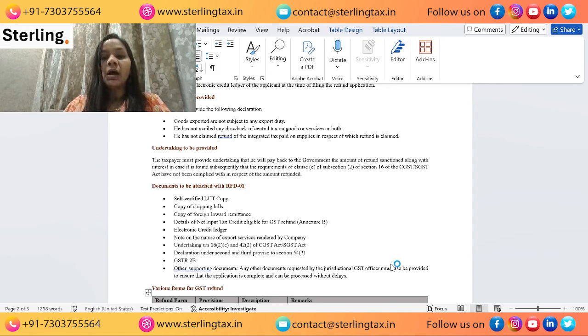Hence, we can say although filing the refund application is a simpler process, from the back end we have to be ready from each and every perspective. This is all about the refund applications.